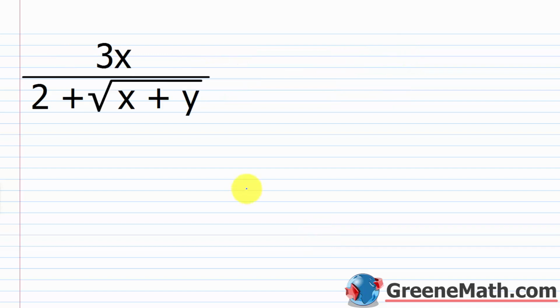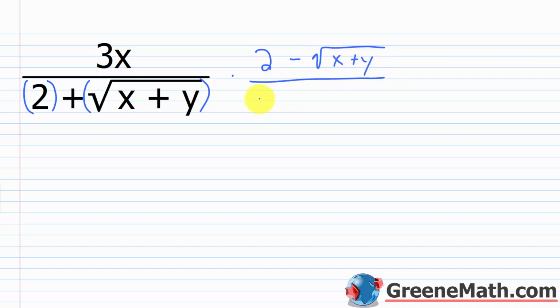All right, for the last one, we'll look at one that's a little bit challenging. So we have 3x over 2 plus the square root of x plus y. So the idea is to treat this as the first guy and this as the second guy. So if I want to multiply by conjugates here, I'm just going to say this is 2 minus the square root of x plus y. And then down here, I'm going to put 2 minus the square root of x plus y.